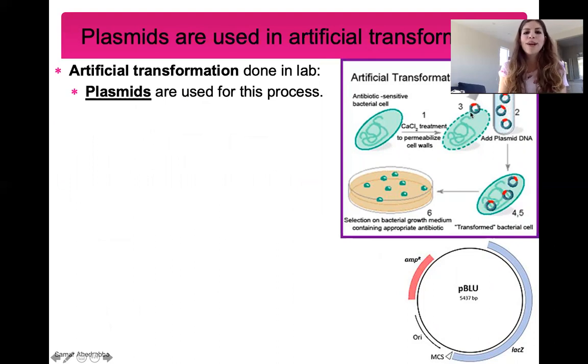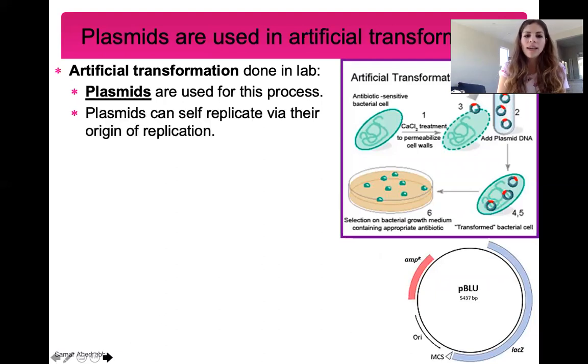It could have whatever. From the title of this lab, you're going to use a plasmid called pBLU. And as you can guess from the name, it has some things that I'm going to talk about later, it causes the bacteria colonies to look blue. That's why it's called the pBLU plasmid. And we use plasmids because they can self-replicate.